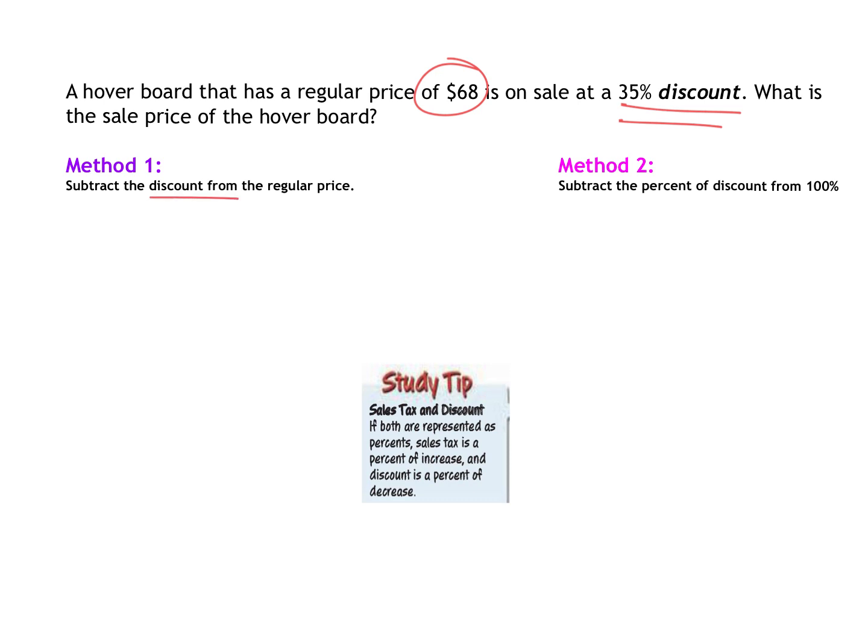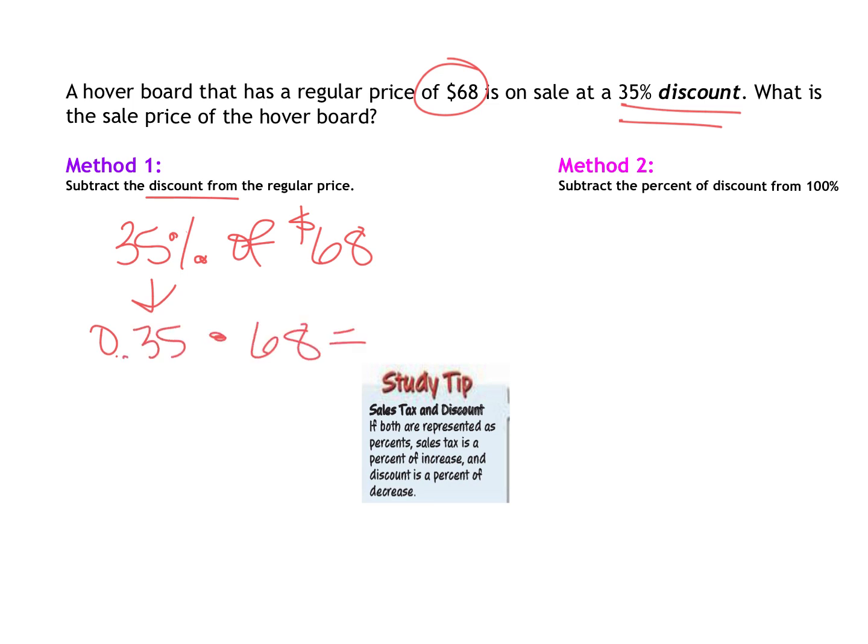So method 1, we subtract the discount from the regular price. So let's do 35% of $68. So 0.35 times 68 gets me 23.8. Because it's money, what I was talking about before, you need to add a 0. So that means that I'm going to get $23.80 off.